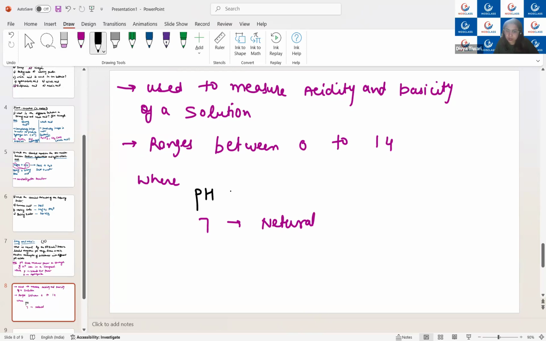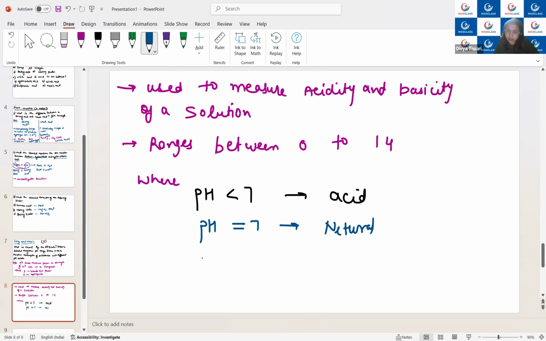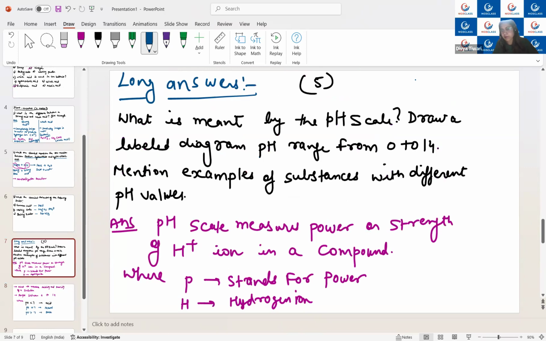If pH is less than 7, then it will be acid. If pH is equal to 7, then it's neutral, and if pH is greater than 7, then it's going to be base. Okay, this is what you will do. So this is how your first part of the question will be done.